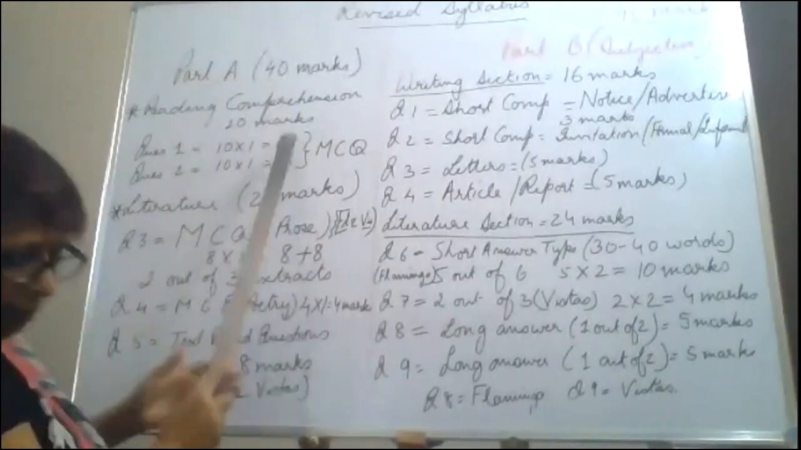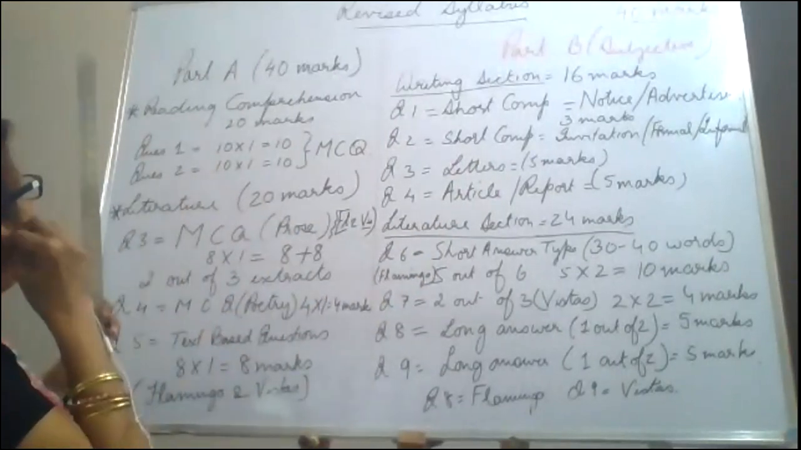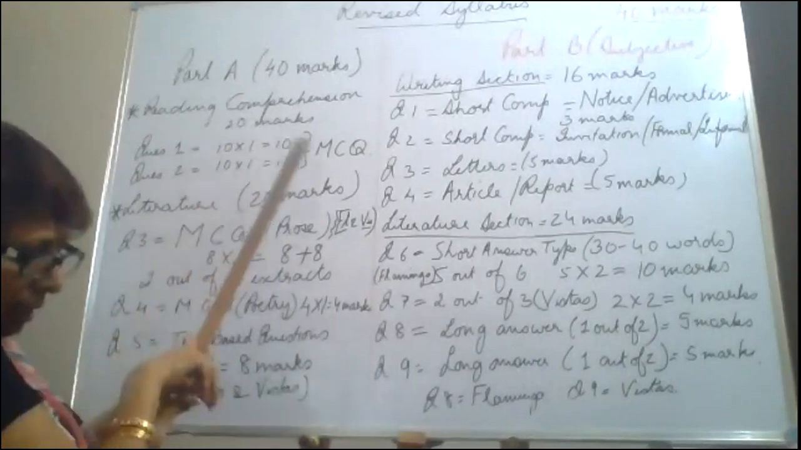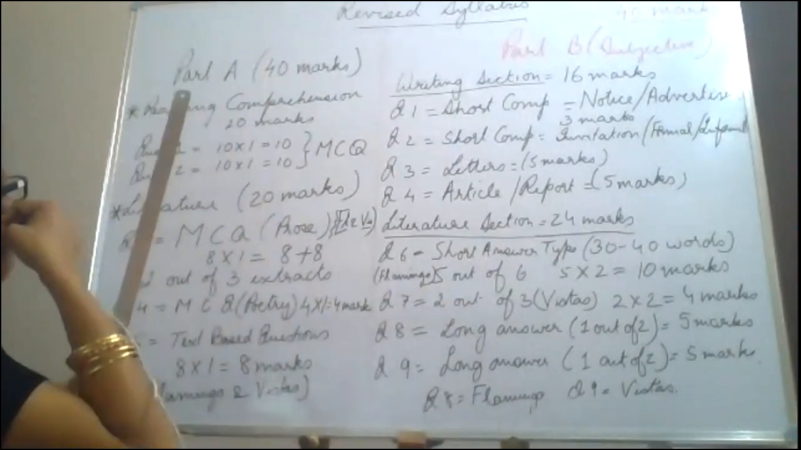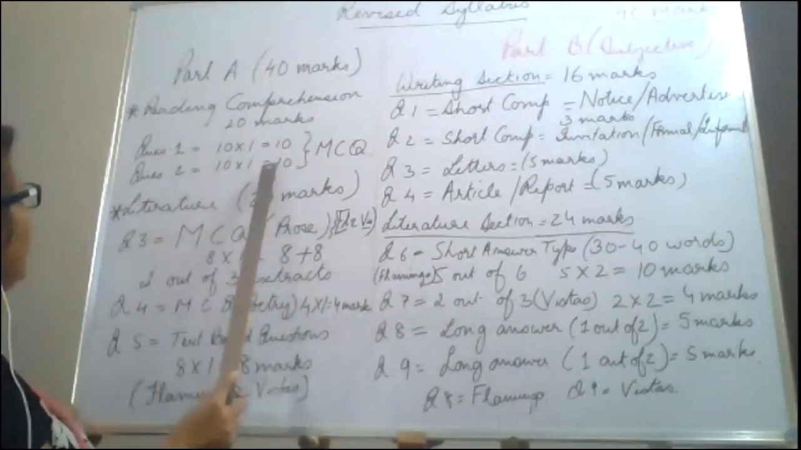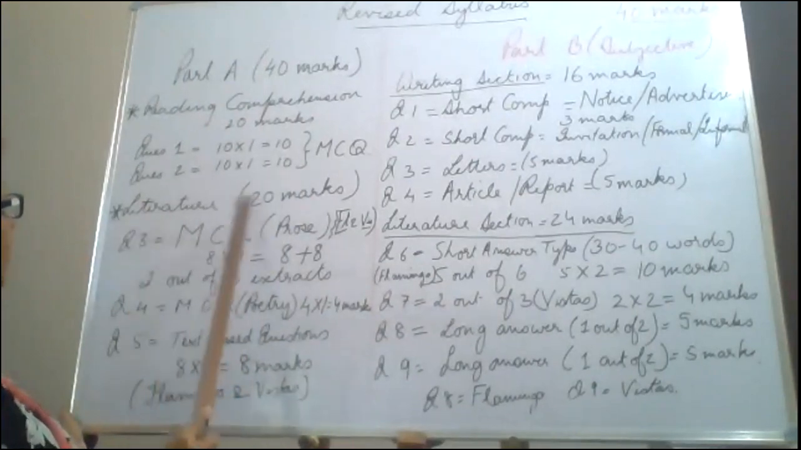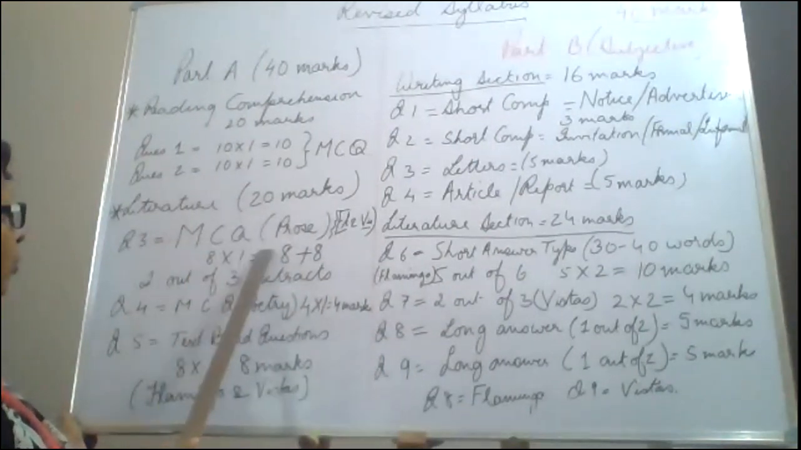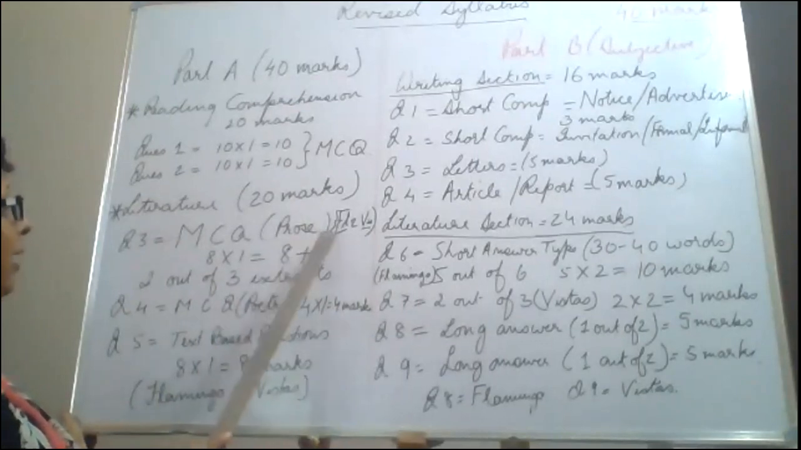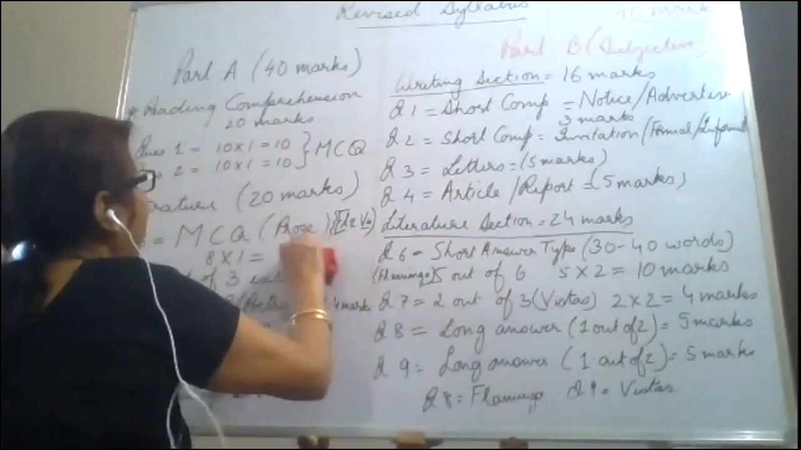Part A is of 40 marks, and you can see that you have reading comprehension, which is of 20 marks, and question number 1 and 2, as I told you, both of 10 marks. 11 questions will be there. You have to attempt 10 each. Then literature again you have of 20 marks, in which question number 3 will be MCQ. Okay, and 2 extracts will be there. You have to attempt one from Flamingo and one from Vistas. It will carry 8 marks.